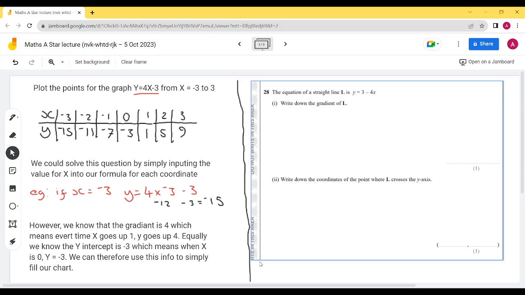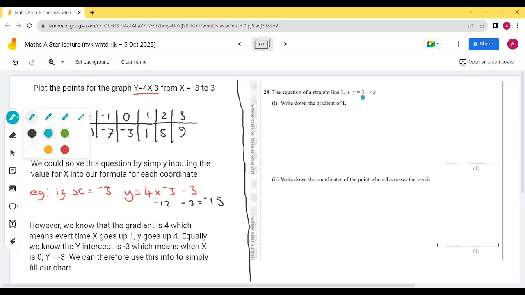So here we've got a straight line equation, but it's a bit jumbled up because normally we'd be in the form y equals mx plus c. And if we're going to put it in that form, we would have y equals minus 4x plus 3. I've just switched that round, so it's in this form. And now we just need to write the gradient of the line. Well, m is the gradient, so it would just be minus 4.